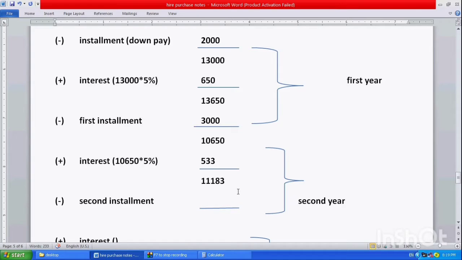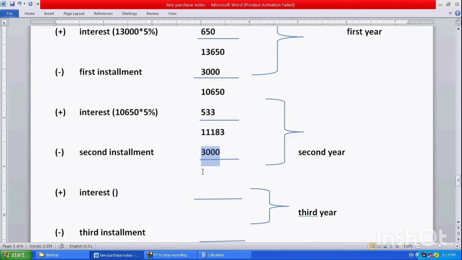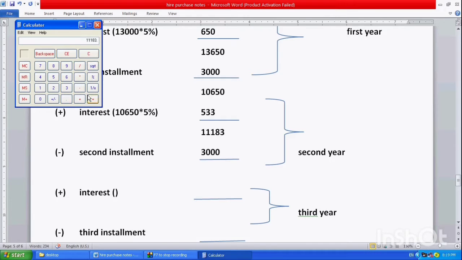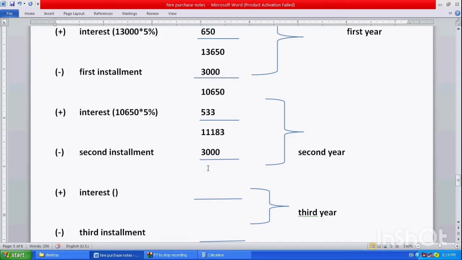Pay the second installment here, the 3,000. After deducting 3,000 from 11,183, let's see in the calculator how much we get. We are getting 8,183. Now add third year interest. On which amount do we have to take it? On 8,183 into 5%, the balance amount.